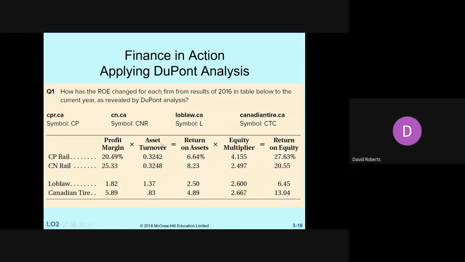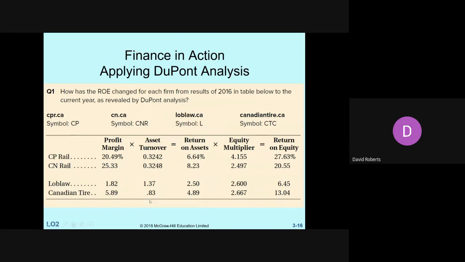You can see the analysis here. So CP versus CN Rail, which are in two similar industries. CP Rail is not doing as well as CN Rail with regards to profit margins. They're almost identical in their asset turnover, but CN Rail is superior to CP Rail when it comes to return on assets when you multiply the two. Then with the equity multiplier, though, CP Rail is far superior to CN Rail. So in the equity portion, they're doing more with less. That's really what it comes down to.